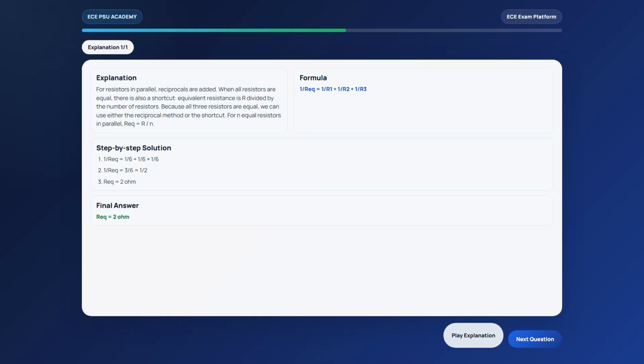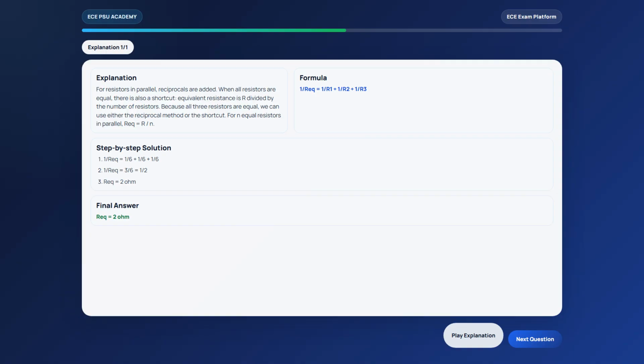For resistors in parallel, reciprocals are added. When all resistors are equal, there is also a shortcut. Equivalent resistance is found by dividing the resistance by the number of resistors. Because all three resistors are equal, we can use either the reciprocal method or the shortcut. For n equal resistors in parallel, Req equals R/n. 1 divided by equivalent resistance equals 1 divided by resistance 1 plus 1 divided by resistance 2 plus 1 divided by resistance 3.